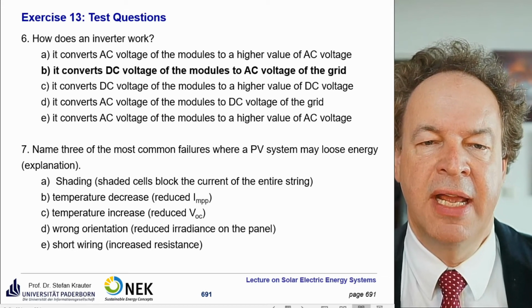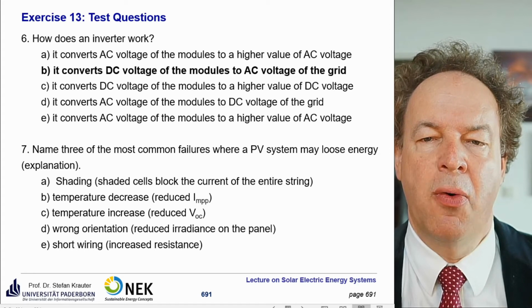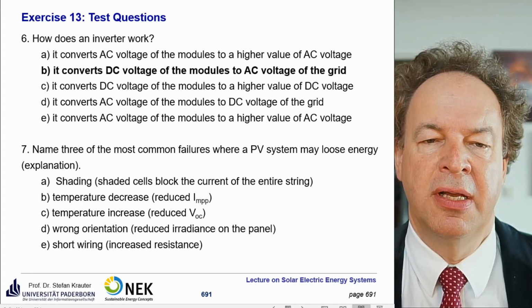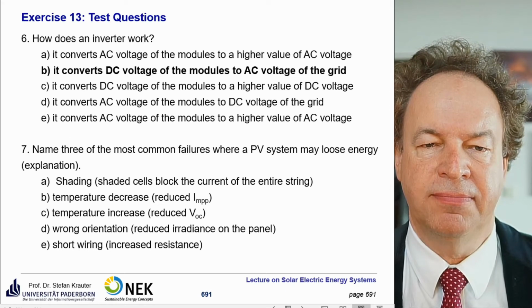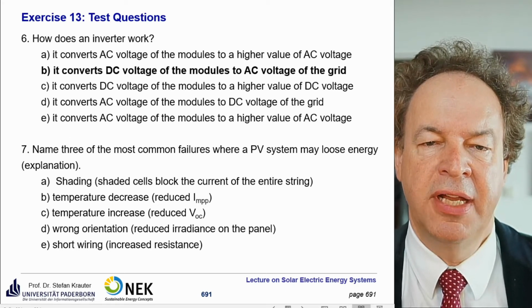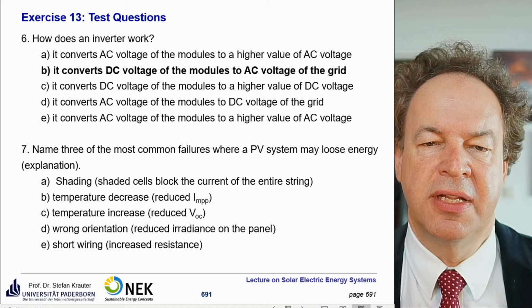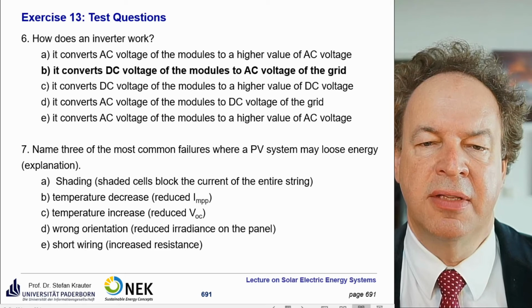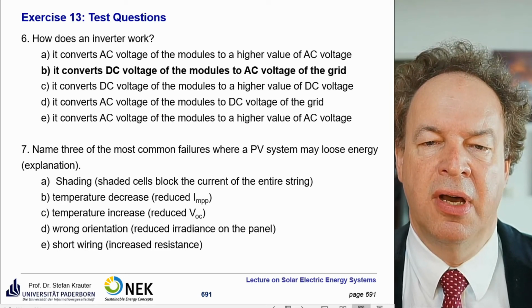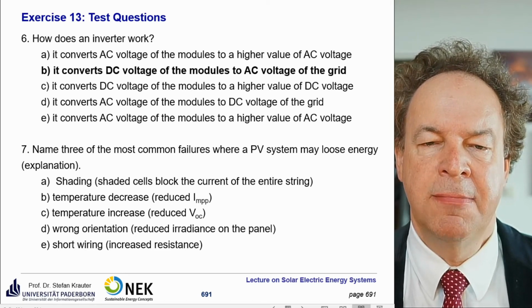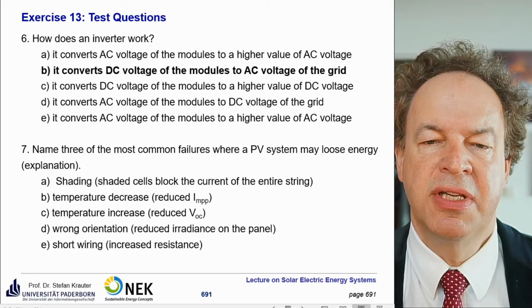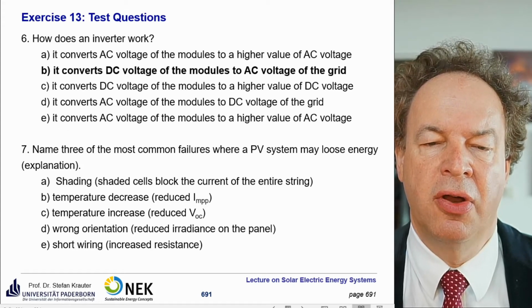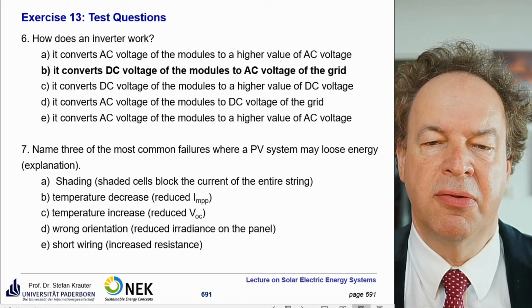Number 7, name 3 of the most common failures where a PV system may lose energy. In brackets also give some explanation. A, shading: shaded cells block the current of the entire string. Temperature decrease, therefore you have a reduced IMPP. Temperature increase, reduced open circuit voltage. Wrong orientation, that means a reduced irradiance on the panel. Short wiring, that increased resistance.